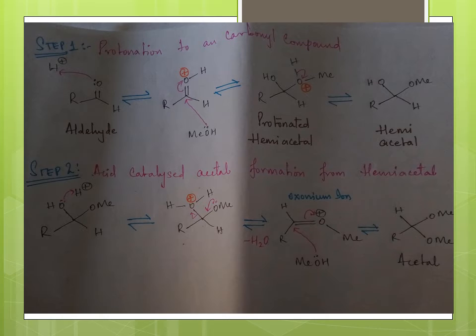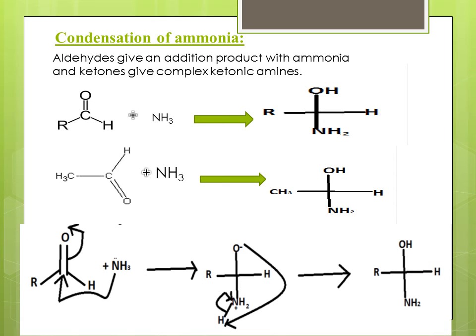And then there is the attack of the second molecule of the alcohol, which is MeOH. The oxygen, which has a lone pair of electrons, will attack the carbonyl carbon, and meanwhile the double bond will neutralize the positive charge, leading to the formation of the acetal, which is RCH(OMe) twice, that is RCH(OMe)2.